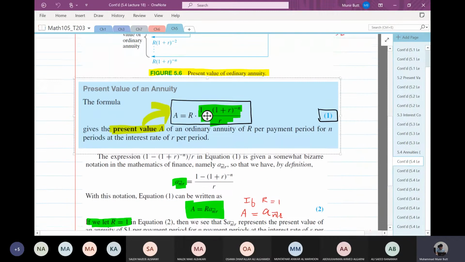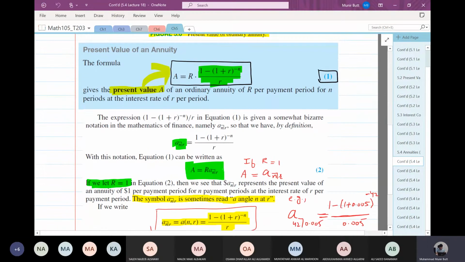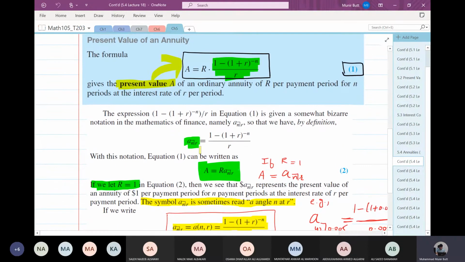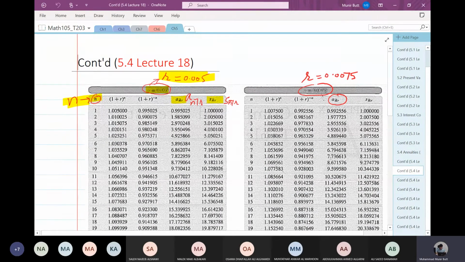And then we have seen what is the present value. A is equal to R, the fixed amount, and 1 minus 1 plus r to the power minus n over r, sorry. And then we can write this in a new notation. So a n angle r, and then the amount will be equal to R into that a n angle r. And then we have seen that there is a table in the appendix from where we can find these values of a n angle r.